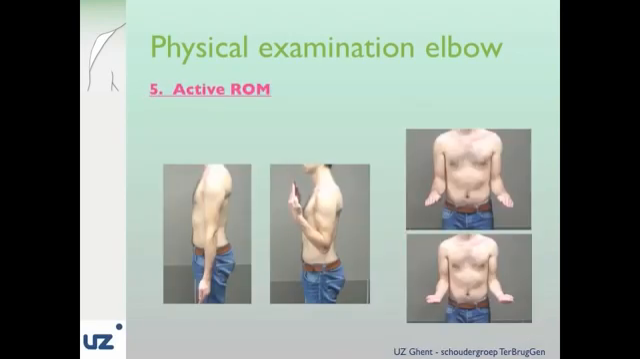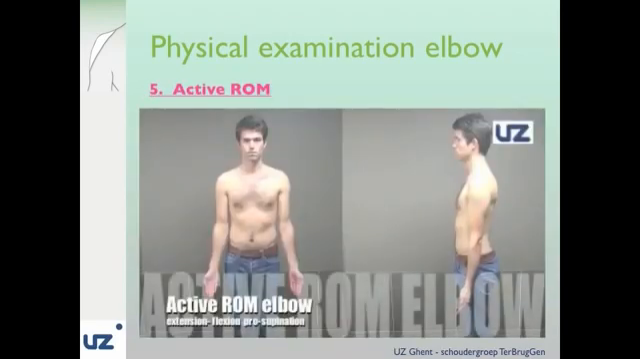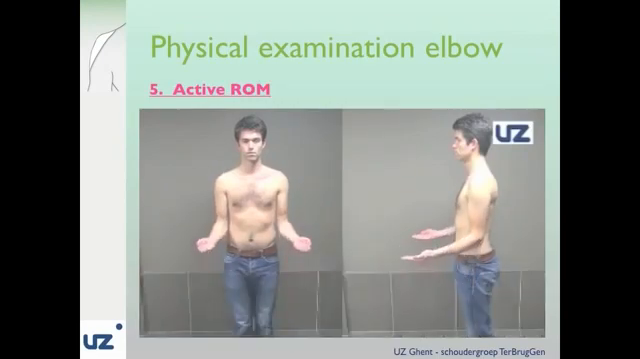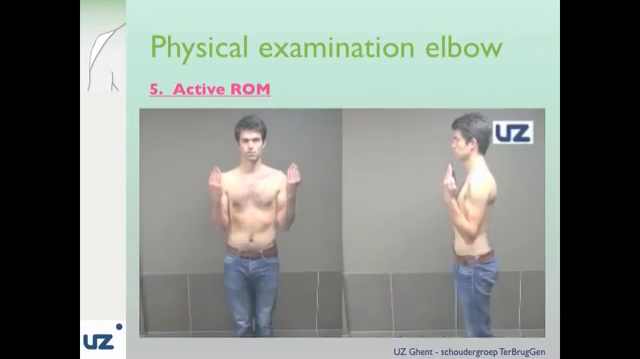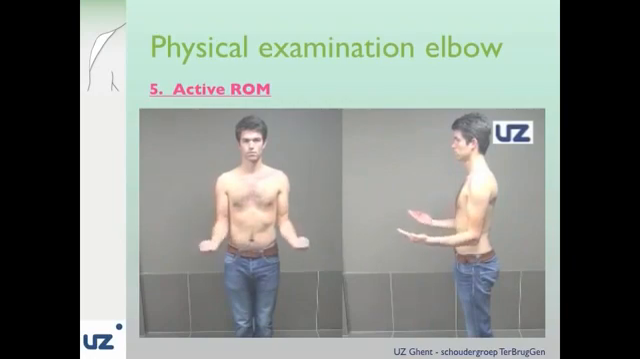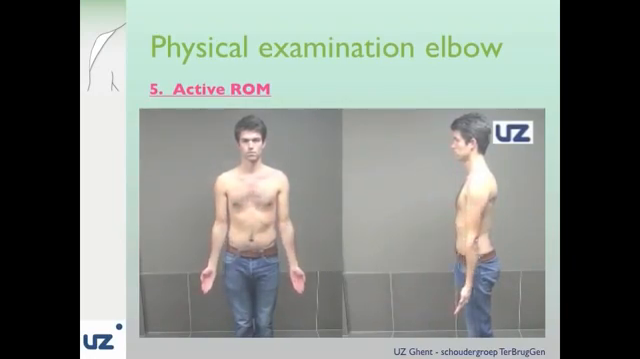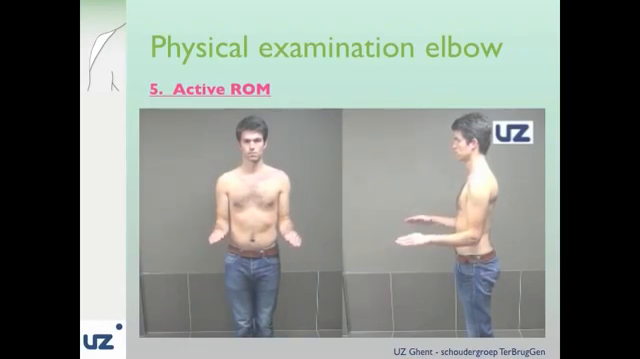Next, active range of motion is assessed. As discussed during evaluation of the passive range of motion, the normal range of motion is approximately 0 degrees of extension and 140 degrees of flexion. Supination and pronation motion is approximately 80 degrees in both directions.